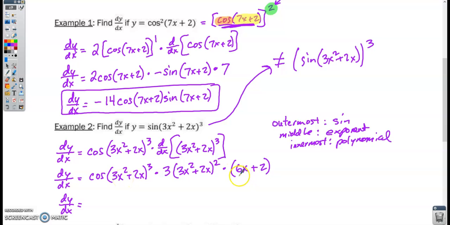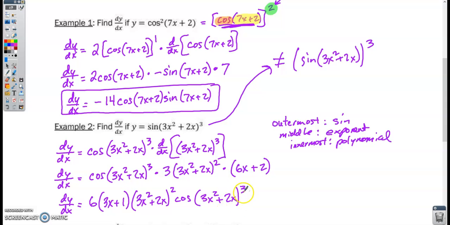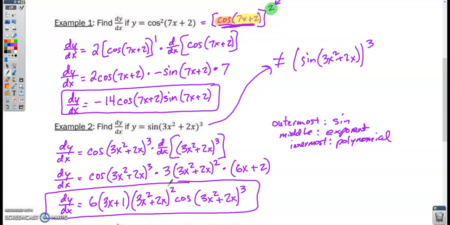So let's see, I'm going to factor a 2 out of this, which gives me 6 times the quantity 3x plus 1, times the quantity 3x squared plus 2x, quantity squared, times the cosine of the quantity 3x squared plus 2x, all to the third. And that's going to be our final answer. Okay?